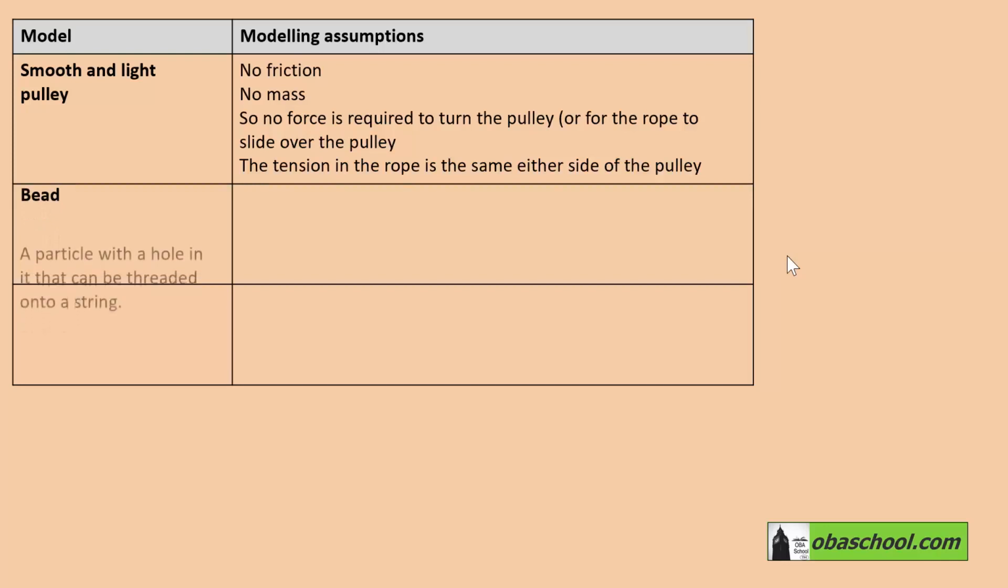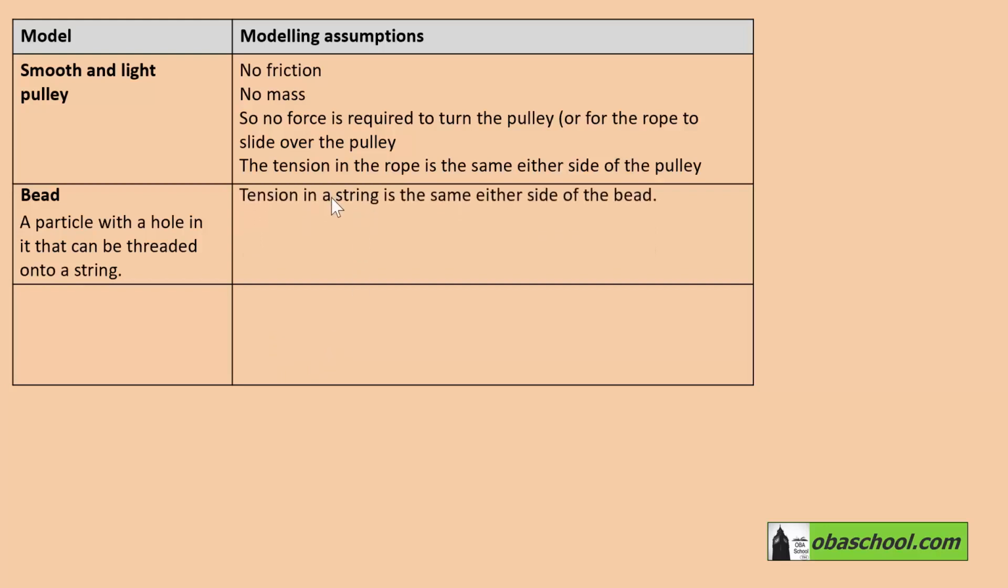A bead. A particle with a hole in it so that it can be threaded onto a string. Tension in the string is the same either side of the bead. So if we had a bead here threaded onto a string, then the tension in this string is the same as the tension in this string.